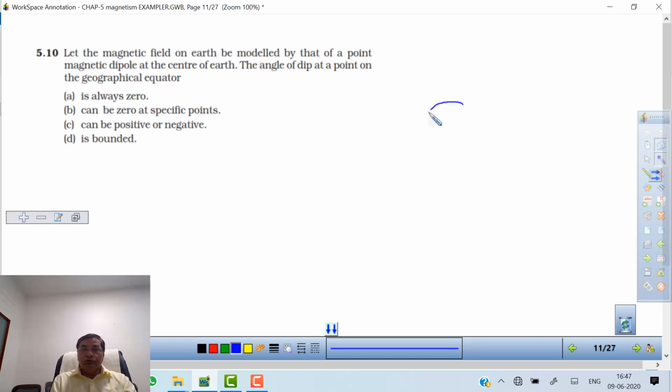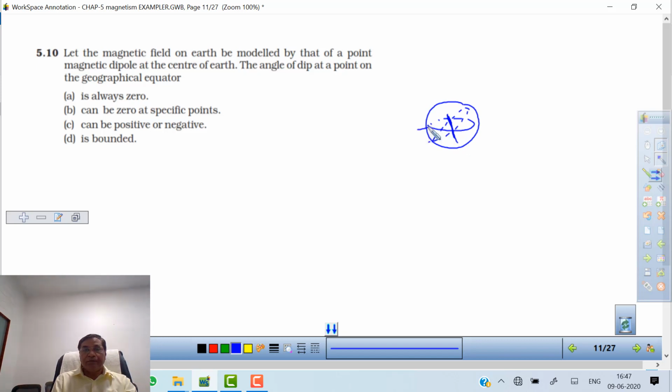Suppose this is our earth, and this is the geographic equator and this is the magnetic equator, and the pole is here. Can be 0 at a specific point. Yes, it is possible. Always 0 is wrong.